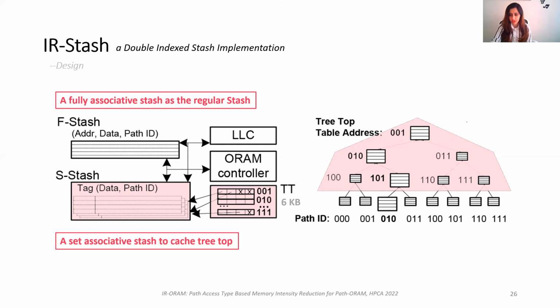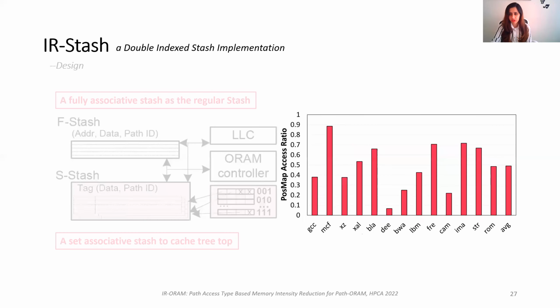Note that the F-stash cannot be extended to cache the treetop because such a fully associative cache would need an area larger than the LLC. That's why we proposed the S-stash. IR-stash reduces the postmap accesses by 51%.